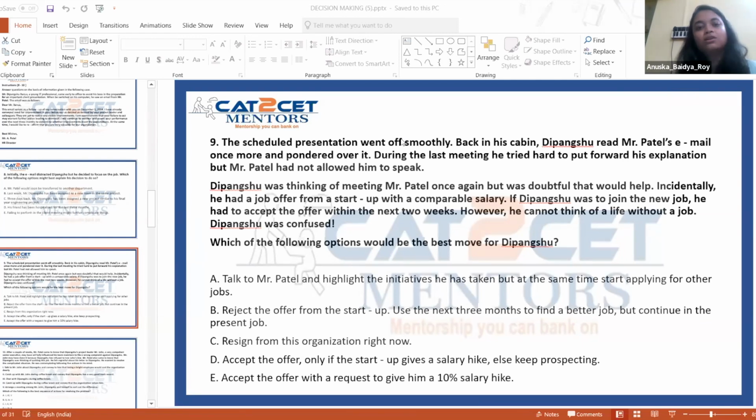We are already told that we cannot think of a life without a job. So resigning is not an option. This is an outright elimination. This is not even an option for us. Eliminate. C is eliminated. D.